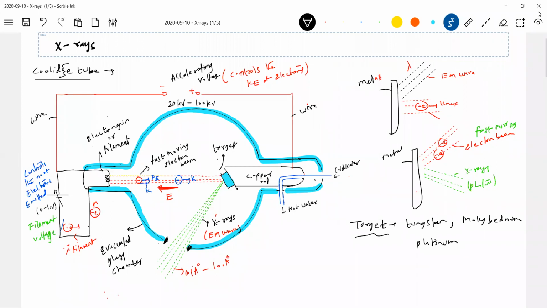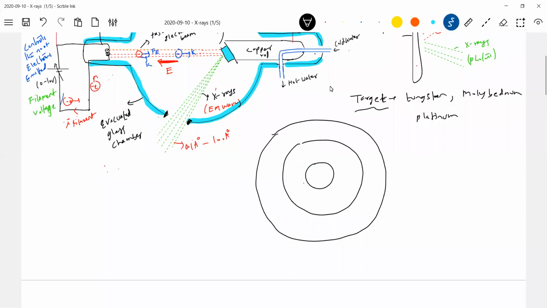So what is the target? It's a metal, no? There are fast moving electrons. Now what happens? They will encounter collisions inside the target. And when they encounter collisions there, what happens? The kinetic energy gets decreased. With the decrease in kinetic energy, what happens?